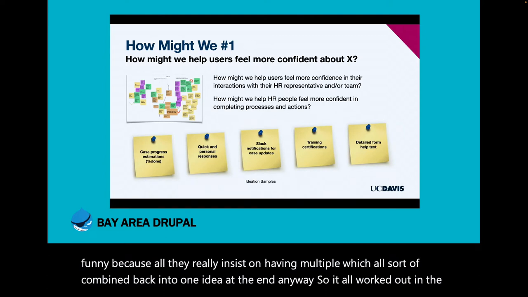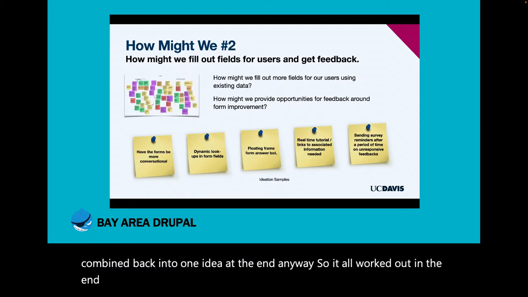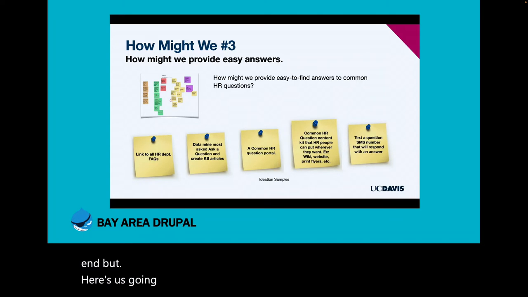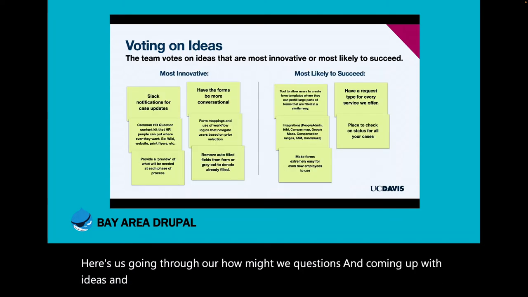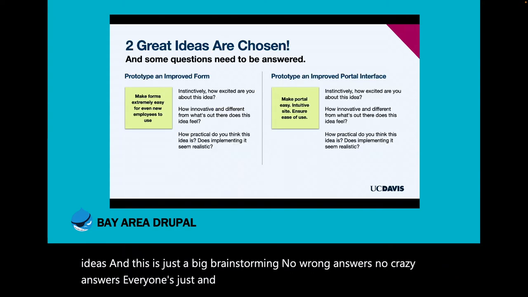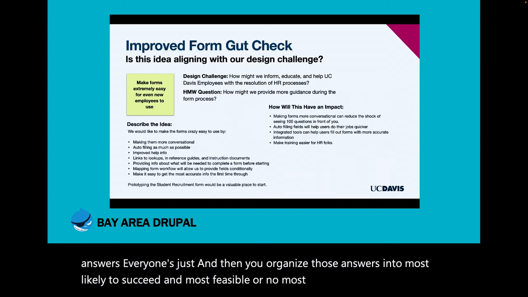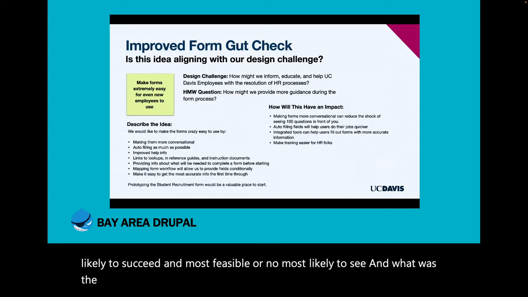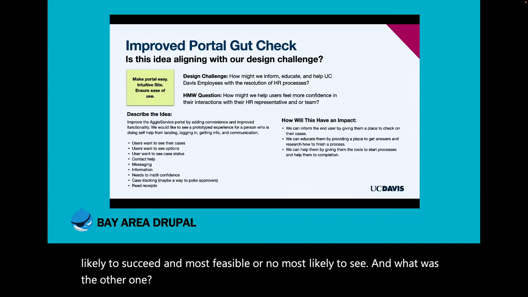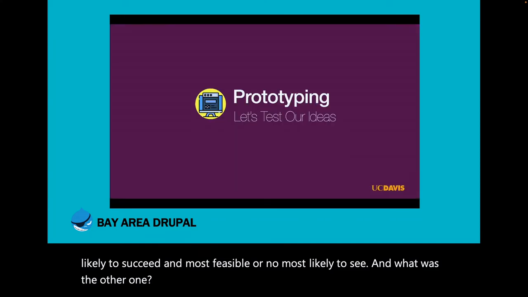But here's us going through our how might we questions and coming up with ideas, and this is just a big brainstorming, no wrong answers, no crazy answers. Then you organize those answers into most likely to succeed and most feasible, or, no, most likely to see, and what was the other one? Anyway, then we gut check it.